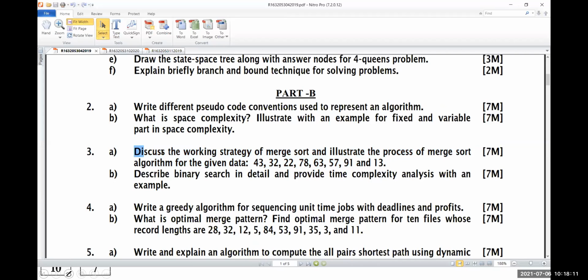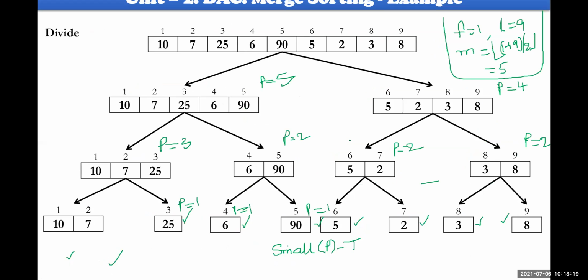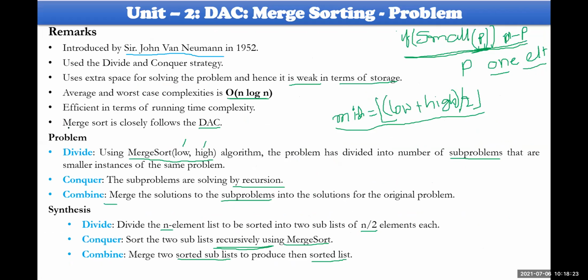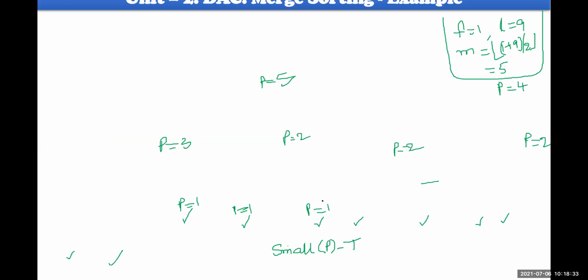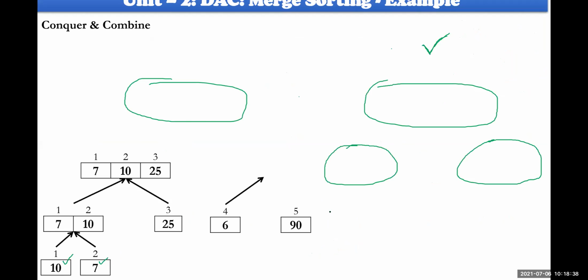So what exactly will your answer be? You need to discuss the synthesis, so you have to explain. Let me go to the previous slides. You must explain this particular problem. What is this problem? What is the synthesis? You must explain. And what exactly is the algorithm? This particular algorithm can be written by you.